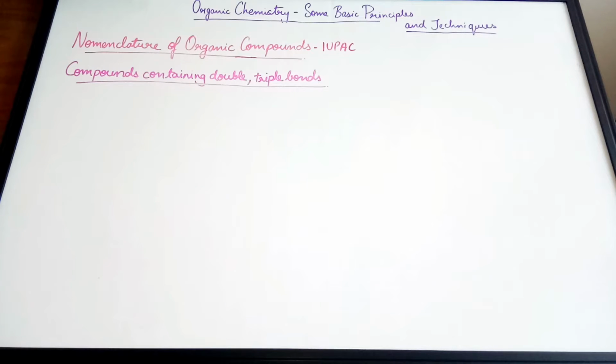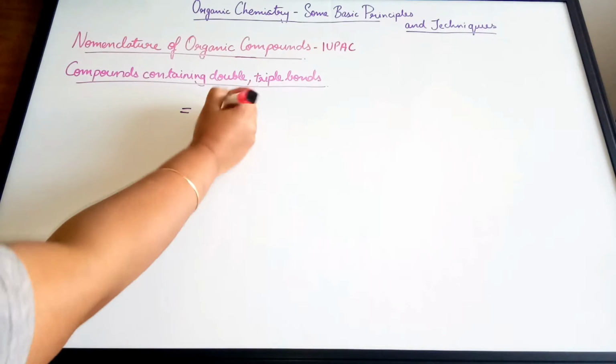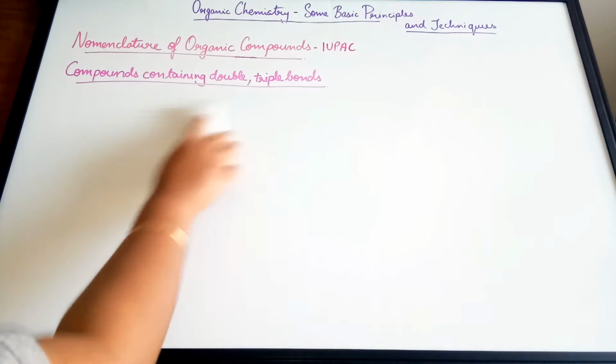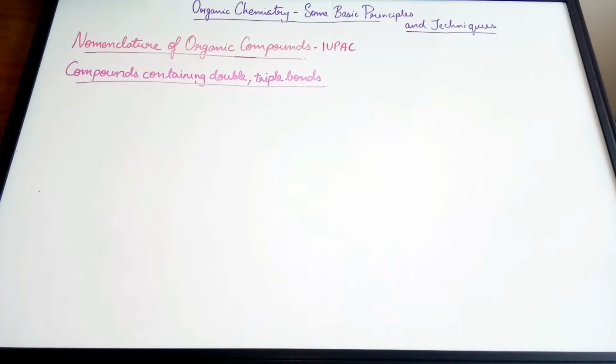So for compounds which have double or triple bonds, that is, which are shown as 2 or 3 lines, the nomenclature slightly changes. So the first step for every alkane that we had discussed was the fact that you have to decide on the longest chain.